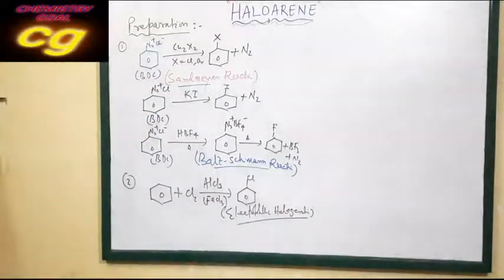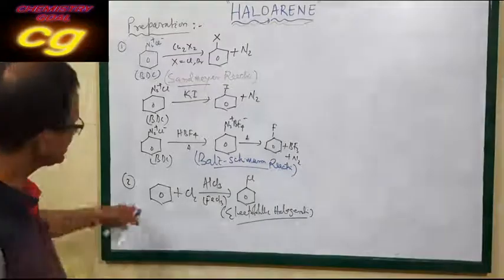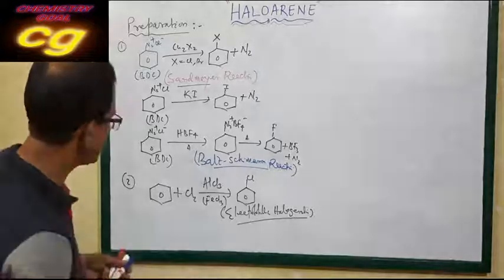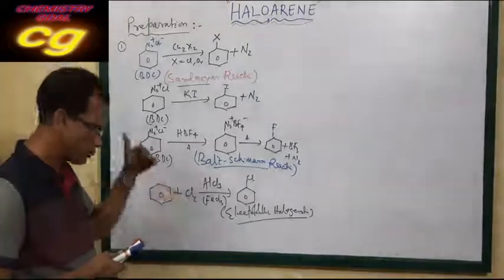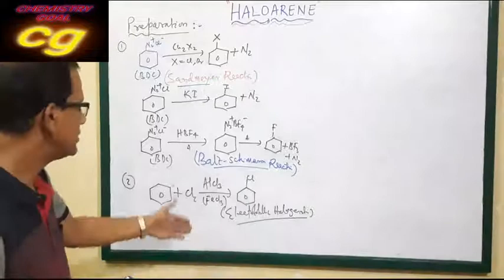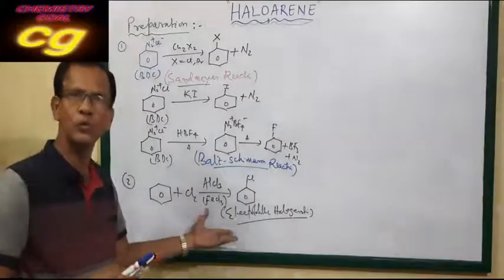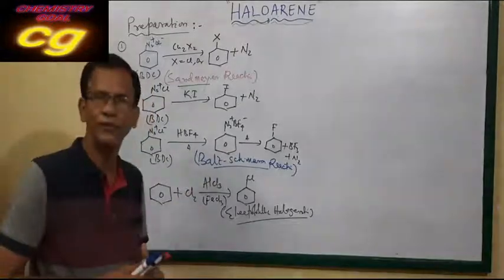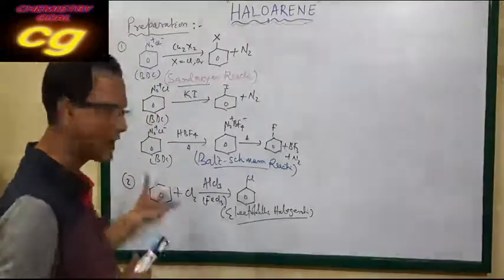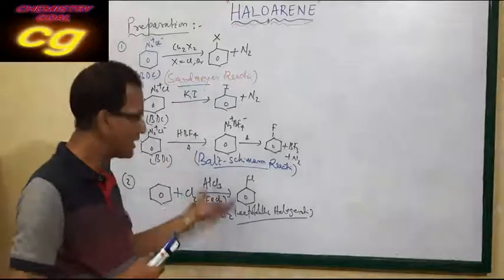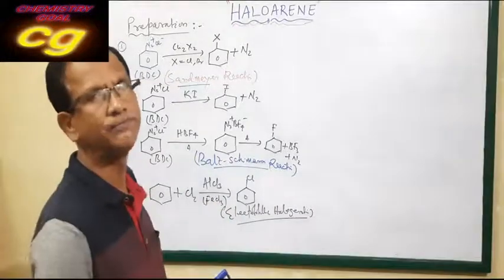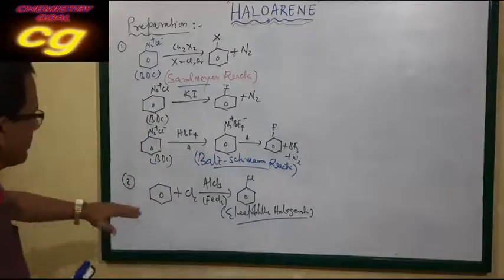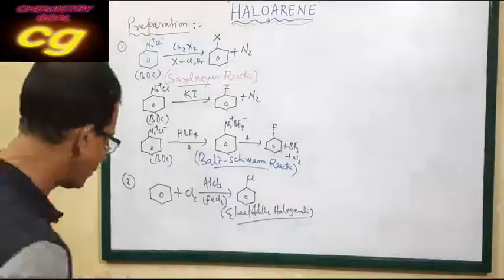Specific reaction, electrophilic halogenation of aromatic compound. But in this step, iodobenzene and fluorobenzene are generally not easily prepared. Iodination is a very slow reaction, and the amount of product will be very small. As fluorine is very reactive towards hydrocarbons, direct fluorobenzene cannot be prepared. Okay, so in this way we can also prepare haloarene.